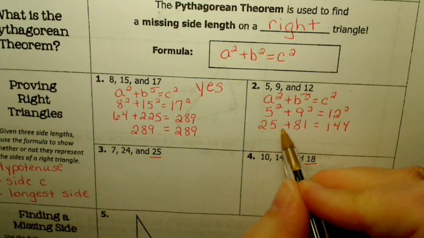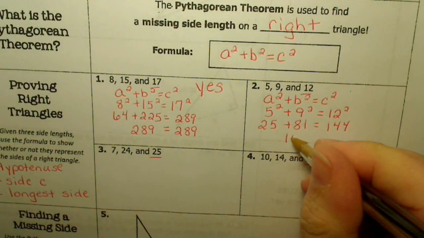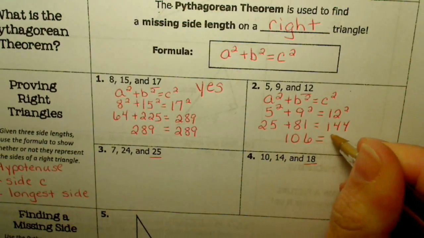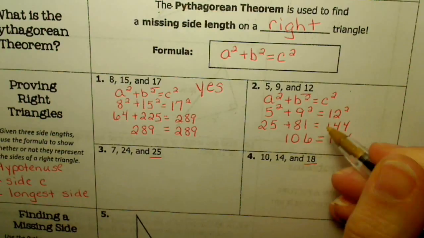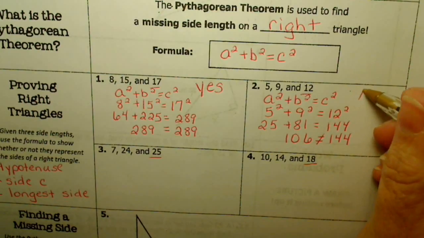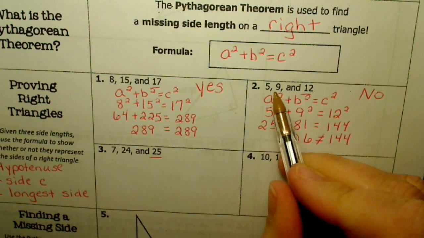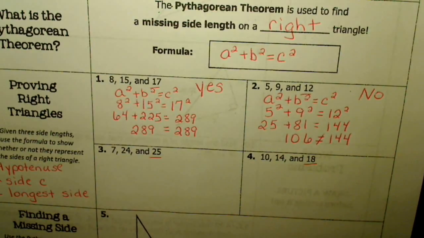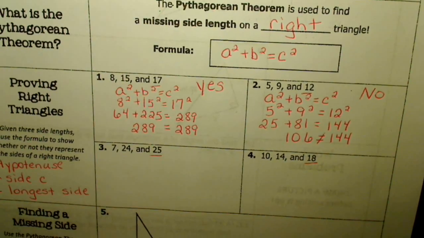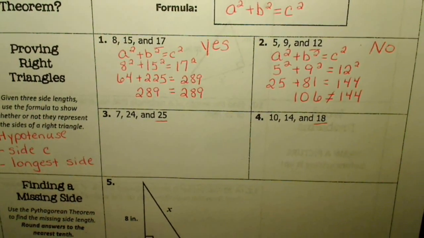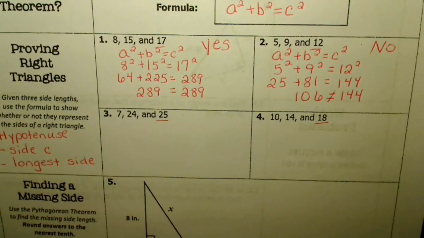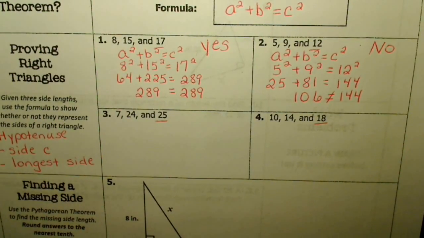I'm going to add this side, and I'm going to get 106 is equal to 144. Well, obviously 106 is not equal to 144. So no, these could not be the 3 measurements of the 3 sides of a right triangle. All right, I want you now to do numbers 3 and 4 on your own, and then we'll go over them. Do 3 and 4 at this time.